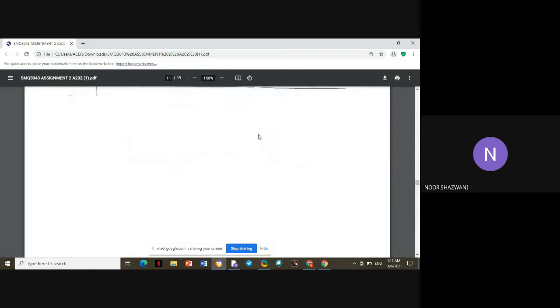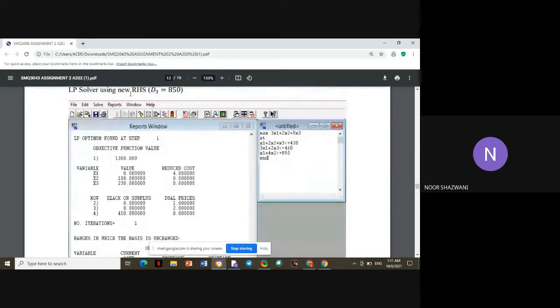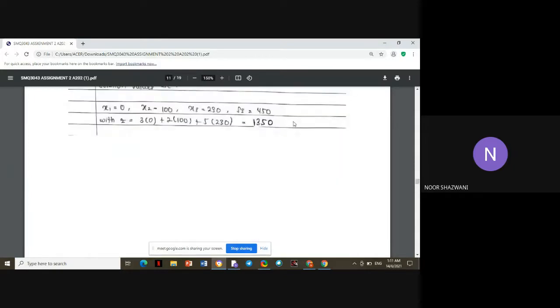Okay, from this calculation, I compared with the LP solver by using the new RHS, which is D3 equals 850. Okay, this one, the objective function, the Z value that I got is 1350. This one is the same answer as this one.